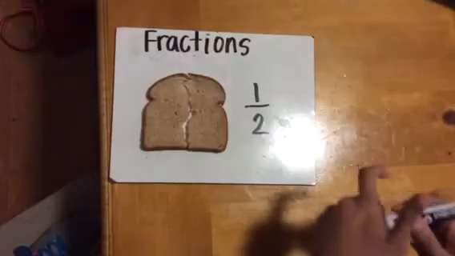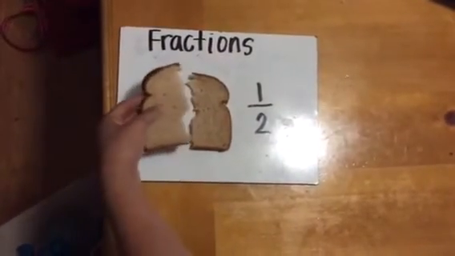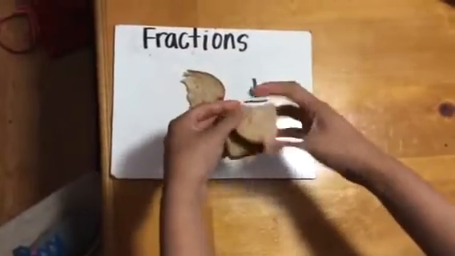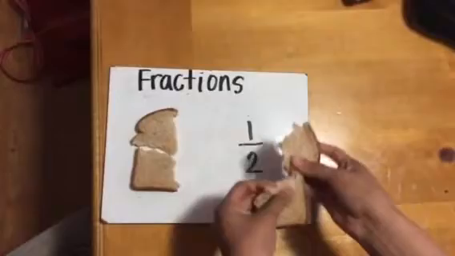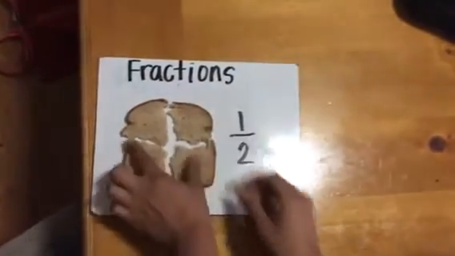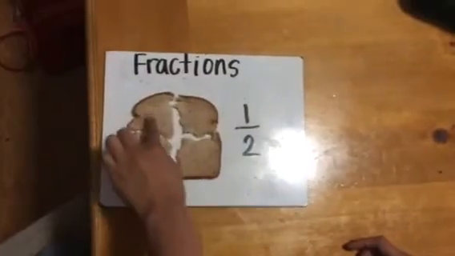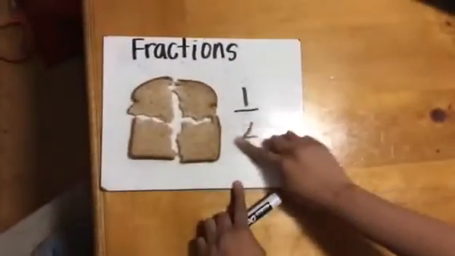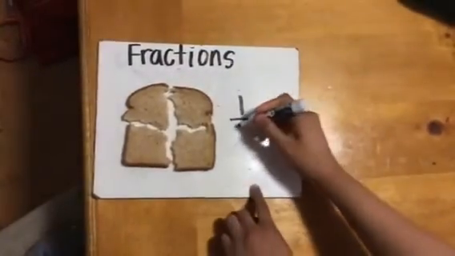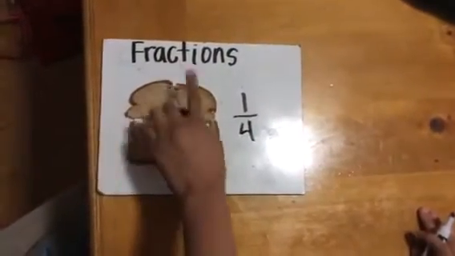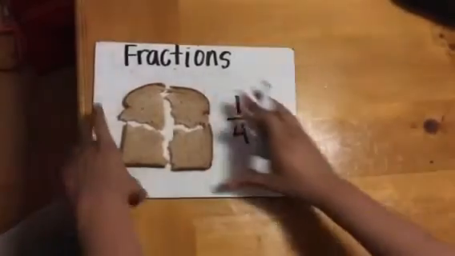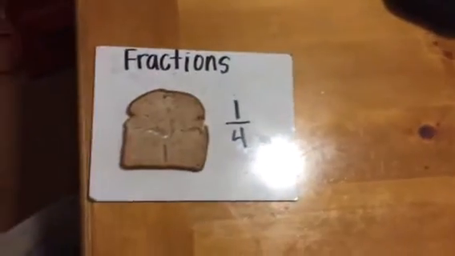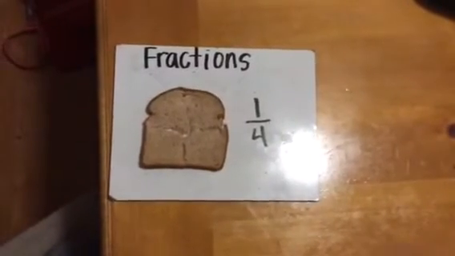Now, we can take this a step further by cutting each half into another half. By cutting the halves into other halves, we have created 1, 2, 3, 4 parts, making each piece 1/4, 1/4, 1/4, 1/4. When we add these pieces all together, they then create one whole. Once again, a fraction is just a part of a whole.